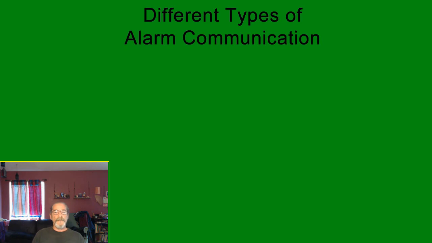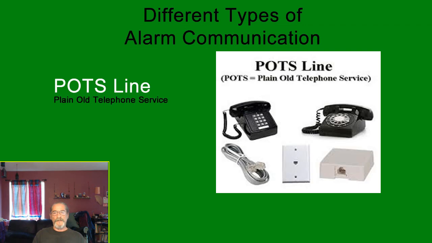There's also different types of alarm communication. As far as there's three different types of those. There's your POTS line, VoIP, and cellular monitoring. The first that we're going to discuss is the POTS line.